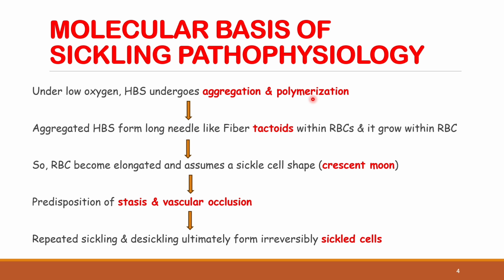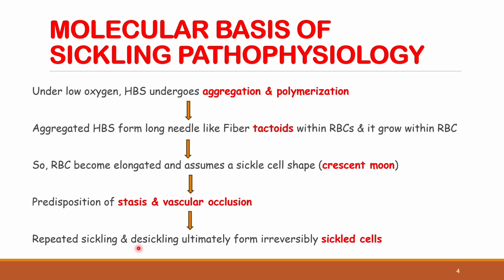We can easily imagine that because of polymerization and aggregation, they will form thick, needle-like tactoids. These will accumulate within the RBC and grow within the red blood cell. Because of that, the RBC becomes elongated because the tactoids are growing within it, and it assumes the shape of a sickle, a crescent moon. That's why it is known as sickle cell disease. Here the RBC shape will be sickle shape, crescent moon shape, right? This sickled RBC will predispose to slowing of blood flow, and it can lead to vascular occlusion.